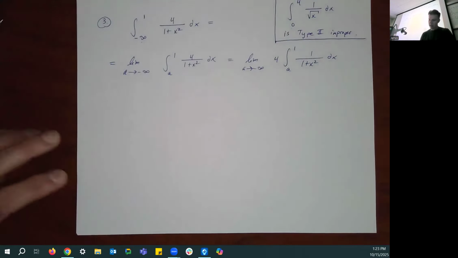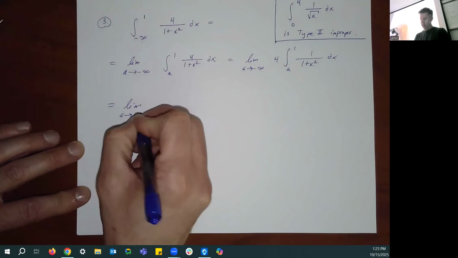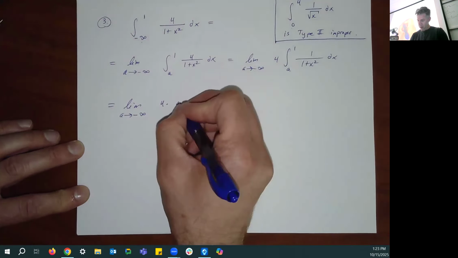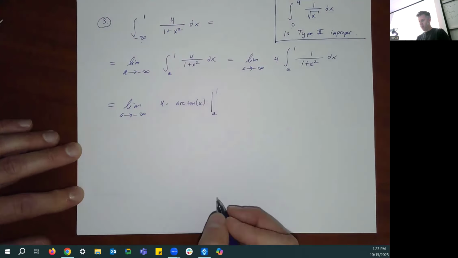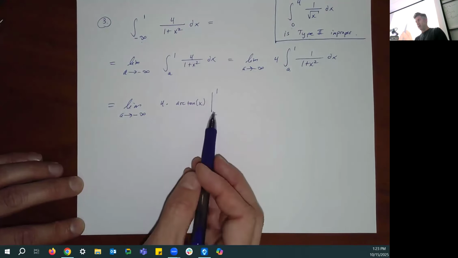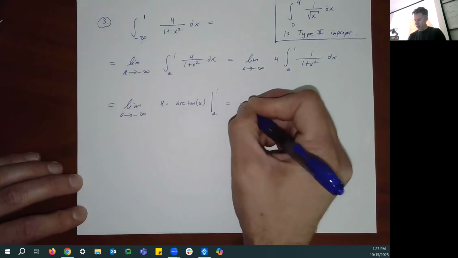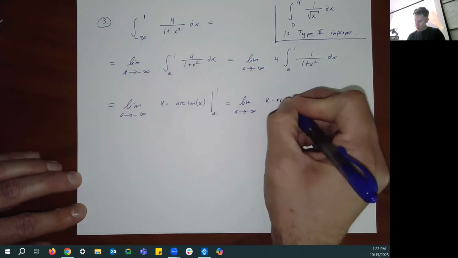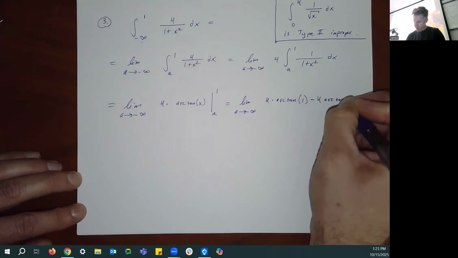So this is going to be equal to, again, still just writing the limit every time, the limit as a goes to negative infinity of 4 times the arctangent of x evaluated between a and 1. Now we're going to plug in our limits of integration, which is different than taking the limit. Unfortunately, they have the same word used there. So then we're going to write this as the limit as a approaches negative infinity, 4 times the arctangent of 1 minus 4 times the arctangent of a.